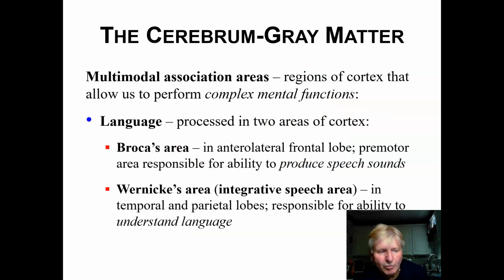Okay, so the multimodal association areas are the regions of the cortex that allow us to perform many of our complex mental functions. Language is a very complex mental activity. It's processed in two areas of the cortex. One is found in the frontal lobe, called Broca's area. It's actually a premotor area in the anterolateral frontal lobe, and it's responsible for our ability to produce speech sounds, elocution, articulating words, finding the right word for the right meaning, symbolism.